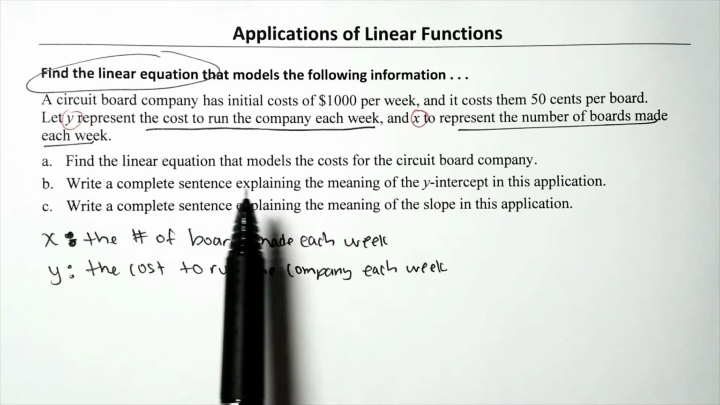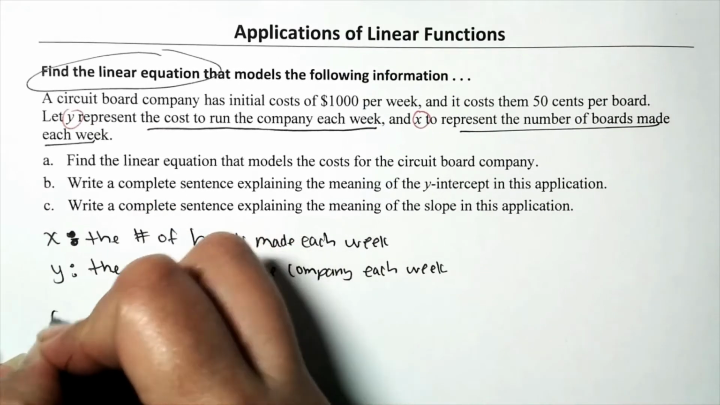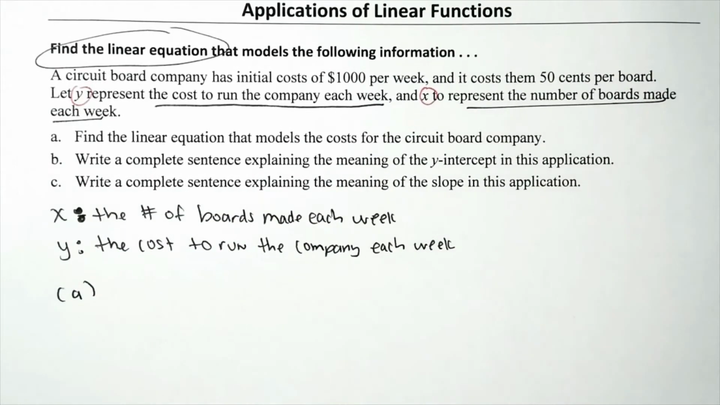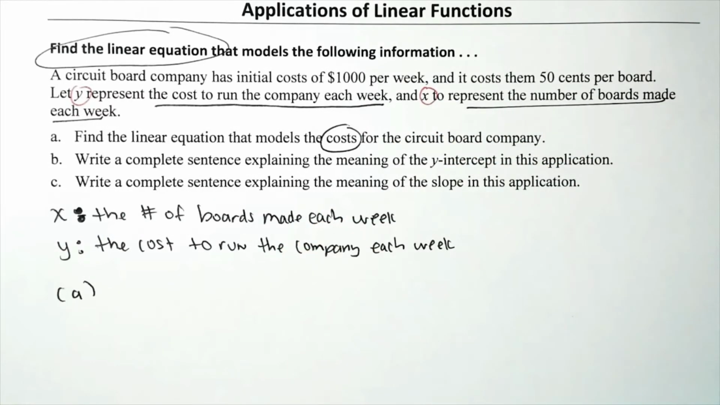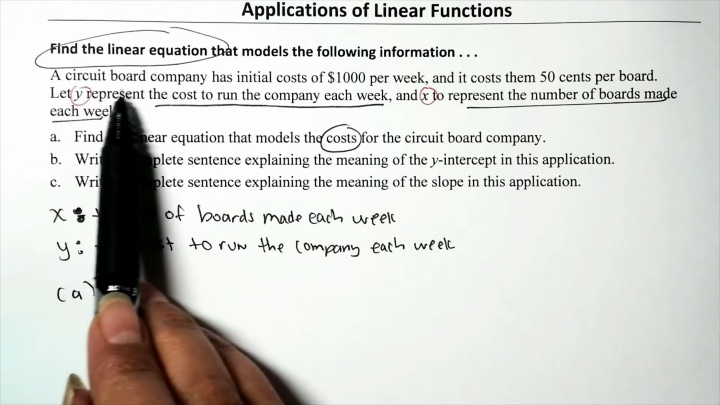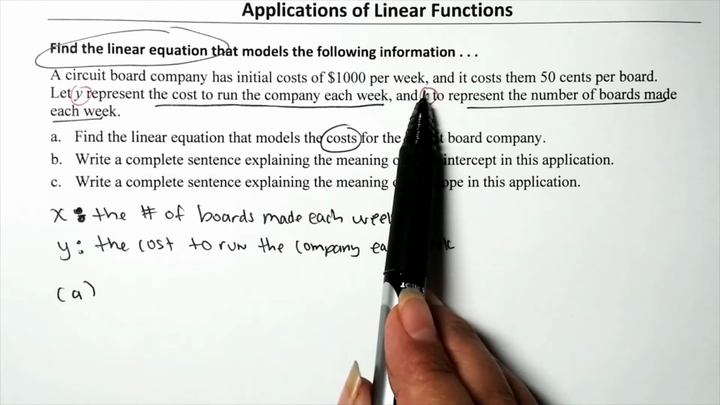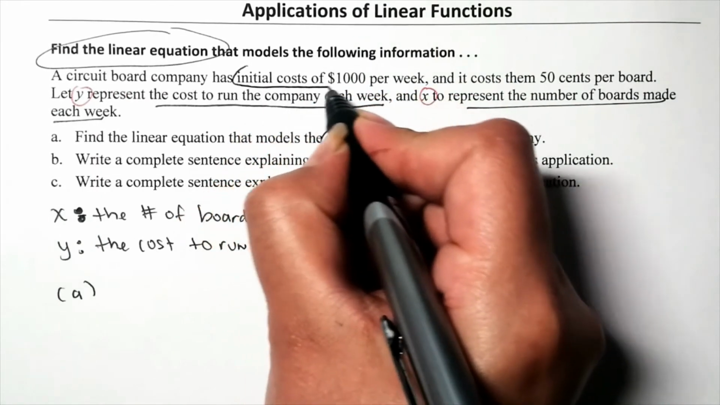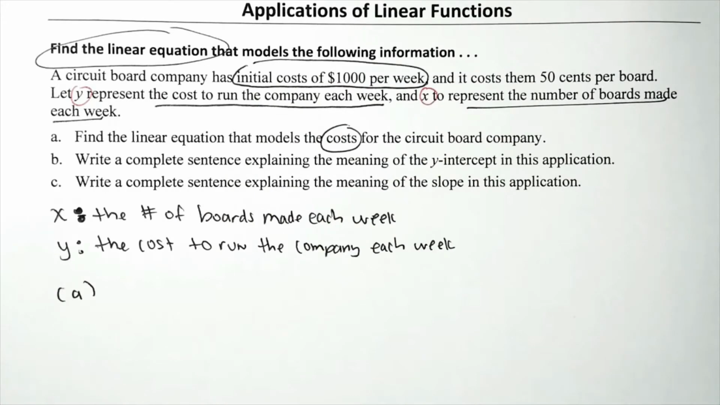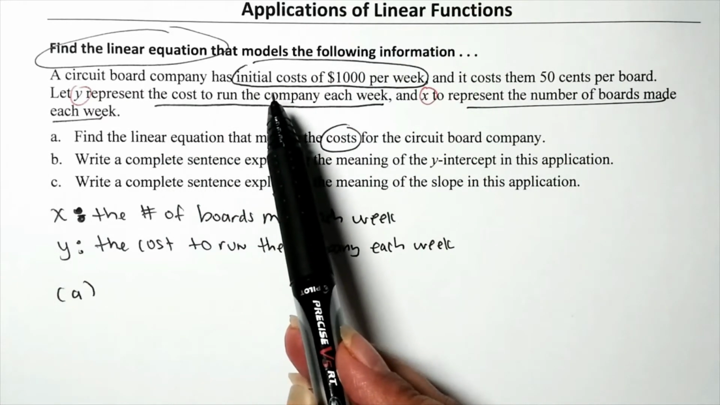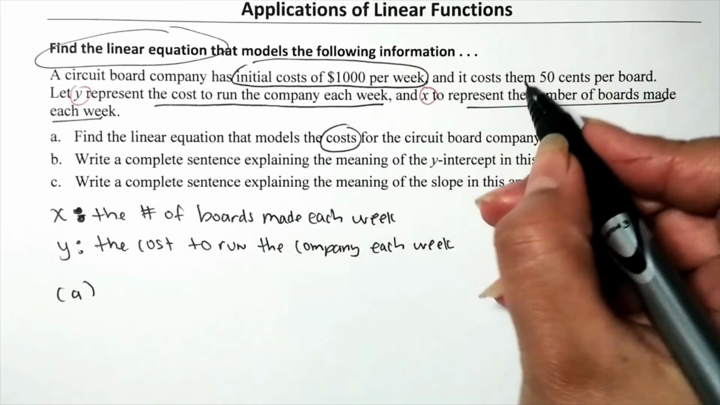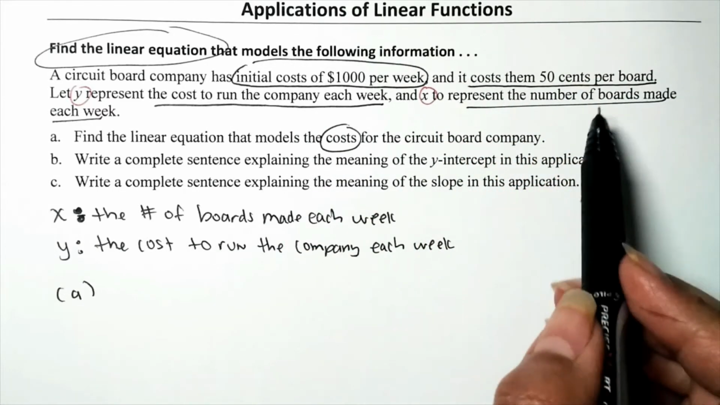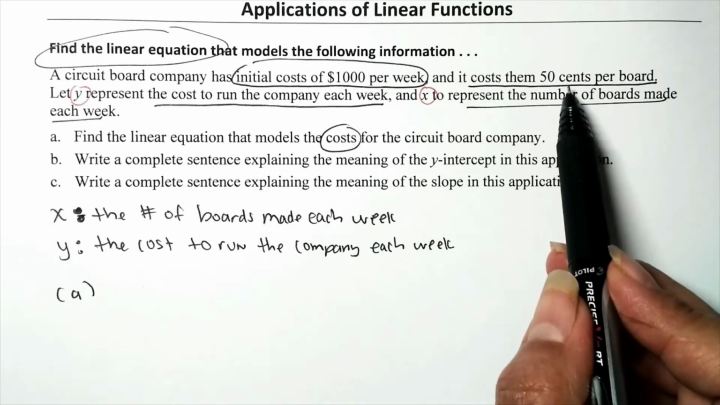Find the linear equation that models the cost for the circuit board company. Okay, you can answer however you want, but this is how we're going to do it. So let's see, how do we calculate the cost? A circuit board company has an initial cost of $1,000 per week, so that's like their startup weekly cost. Even if they don't make anything, they still have to pay that. And it costs them 50 cents per board. So aside from the initial cost, for every circuit board that they make, the cost is going to increase by 50 cents.